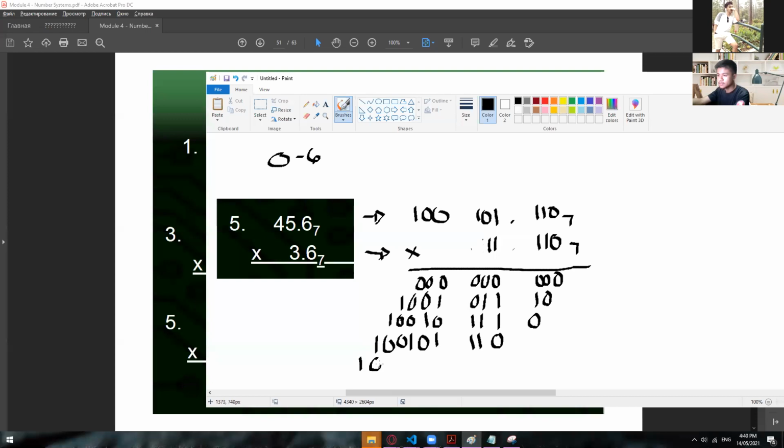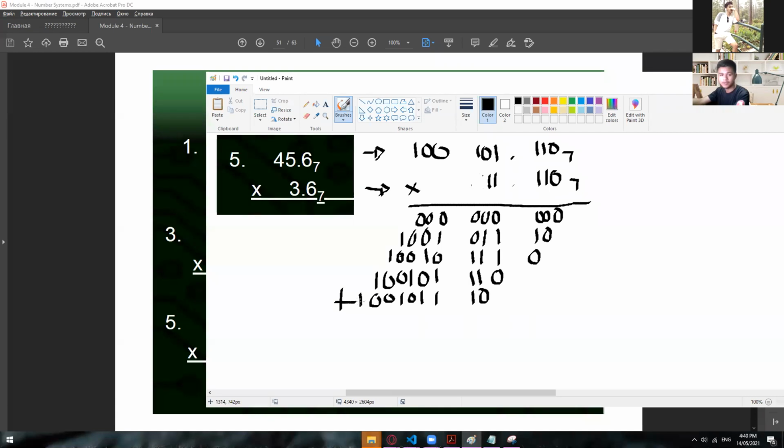So 1001. And then 0, 1. And then 110. 110. Then from here, you can now perform addition.